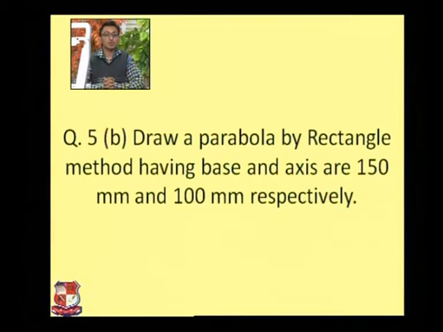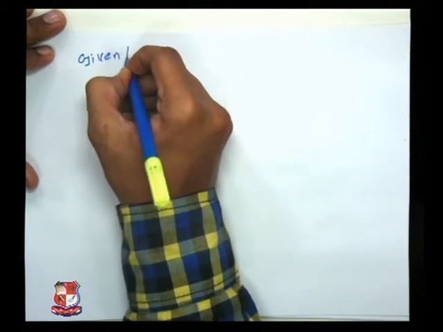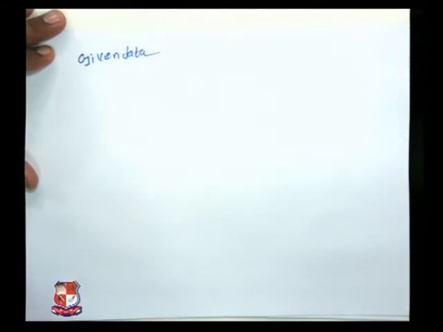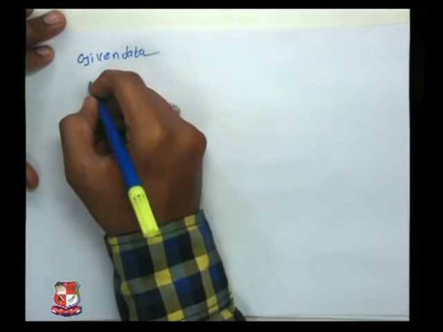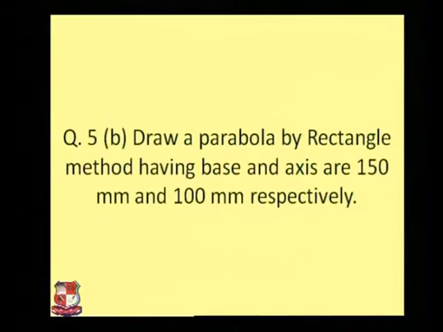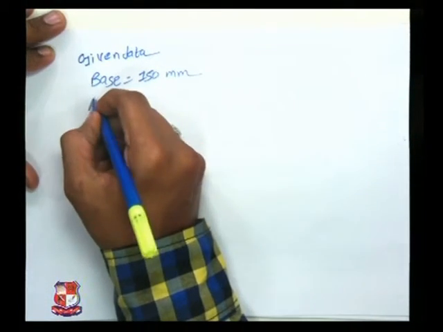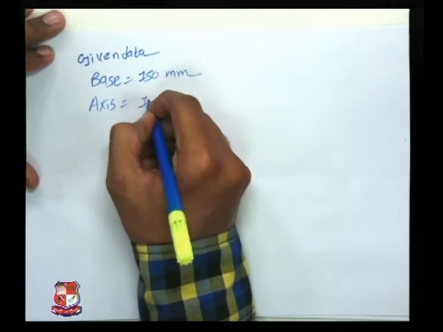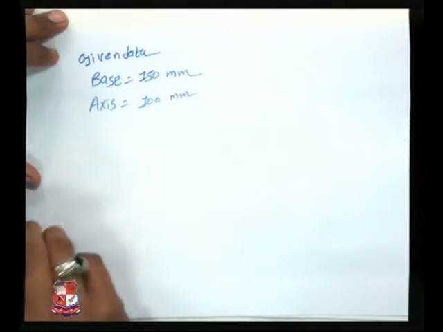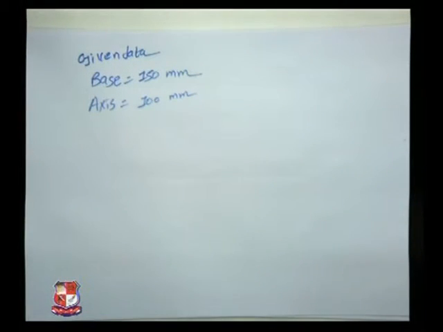In this we need to draw a parabola by rectangle method. First of all, we will write down the given data. Given data: base 150 mm and axis 100 mm. How are we going to start it?